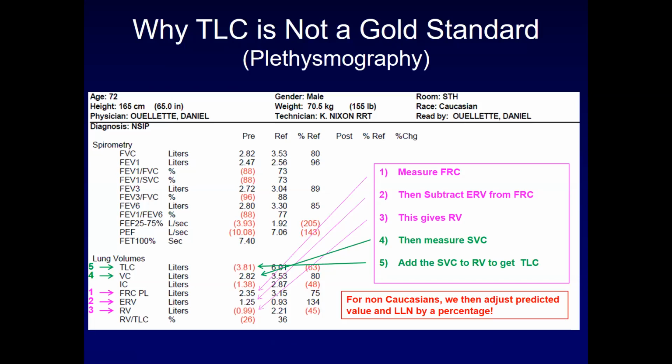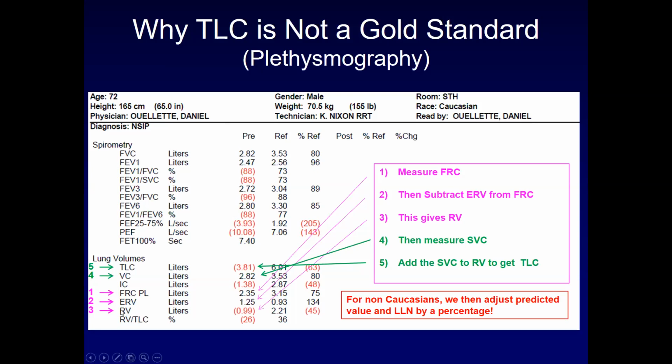So many times we get asked, well, why is the total lung capacity not the gold standard? This is a test that was done several years ago. The first thing that we did with our total lung capacity maneuver in the body box is we calculated the FRC through the series of complex equations and the panting maneuver. Then we asked the patient to exhale to residual volume to measure the ERV. That allows us to calculate the RV.